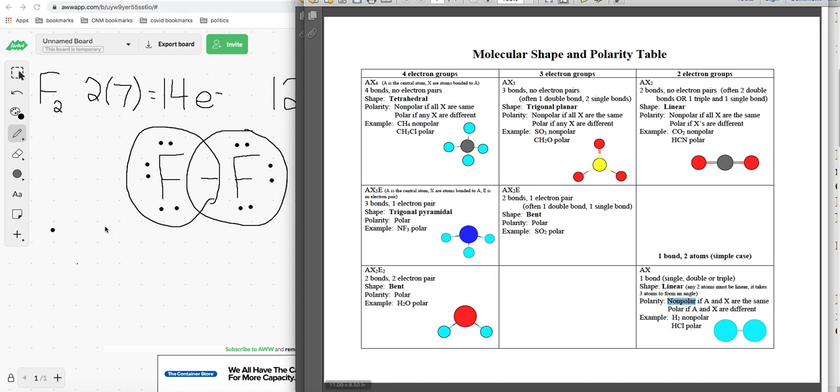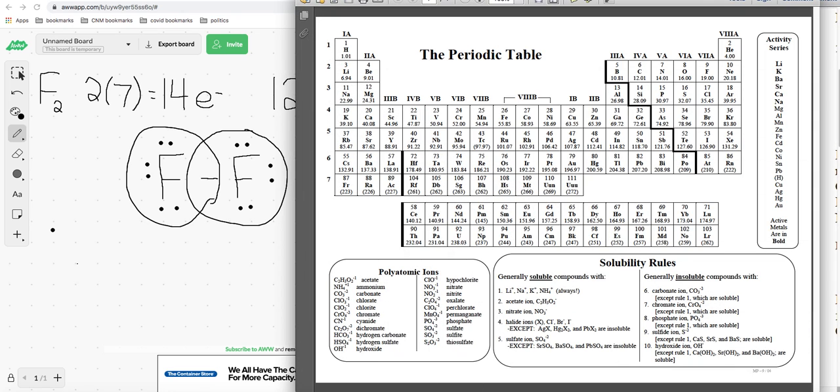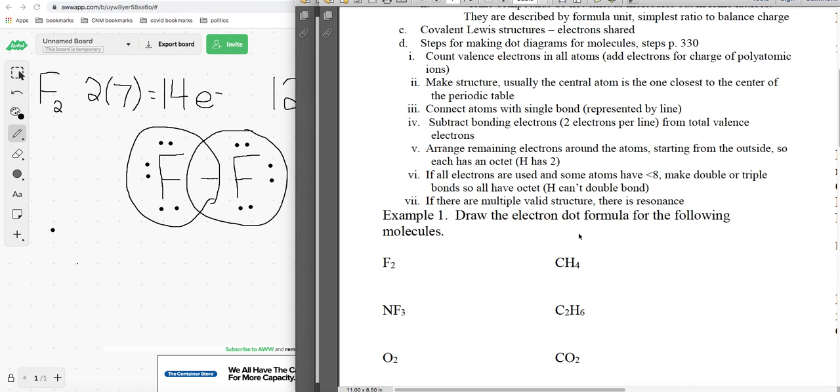If it had been an F that was bonded to an H, for example, then they'd be different, and then it would be polar. The example here is H2 is nonpolar. That's a lot like our F2. And HCl would be polar because the H and the Cl are 2 different elements. So that's it for the F2. Nothing too tricky there. And let's see, I'm going to go back to the problem. So we'll go to the next one.